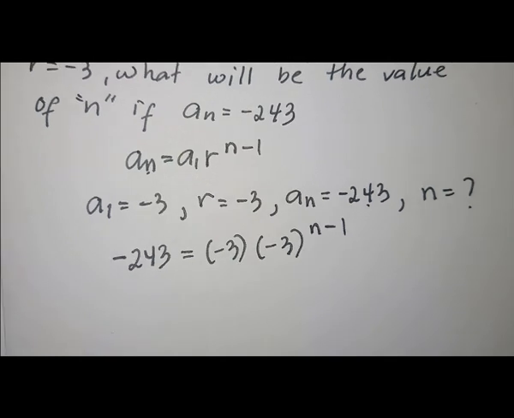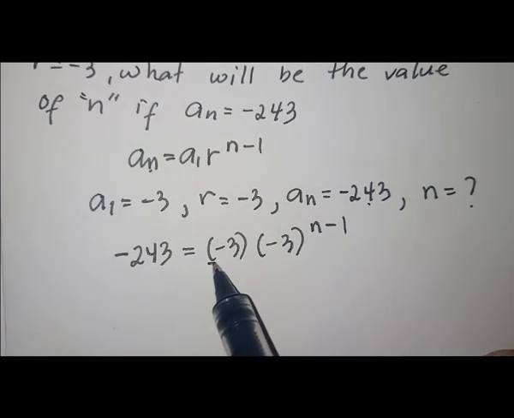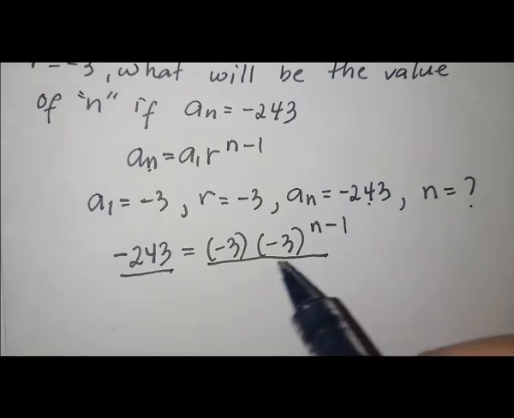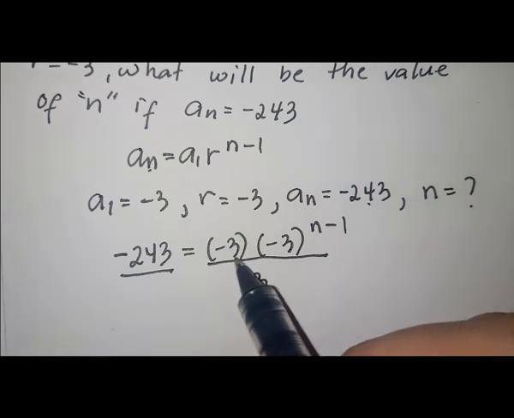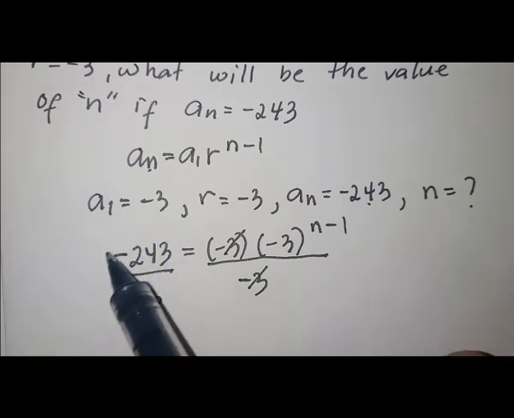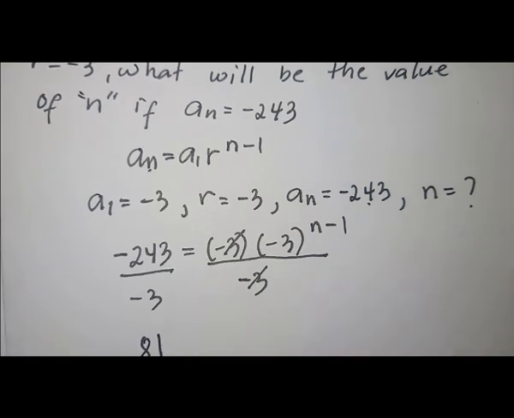Okay? So, gaya kanina, cancel natin muna yung pwedeng makancel. So, hindi natin pwedeng gamitin tong part na to kasi meron siyang exponent. So, divide natin both sides by negative 3 para po dito sa part na yan. Okay, so negative 3 divided by negative 3 will give you positive 1. Okay, the negative 243 divided by negative 3, negative, magiging positive. So, meron tayo ngayong 81 equals negative 3 raised to n minus 1.